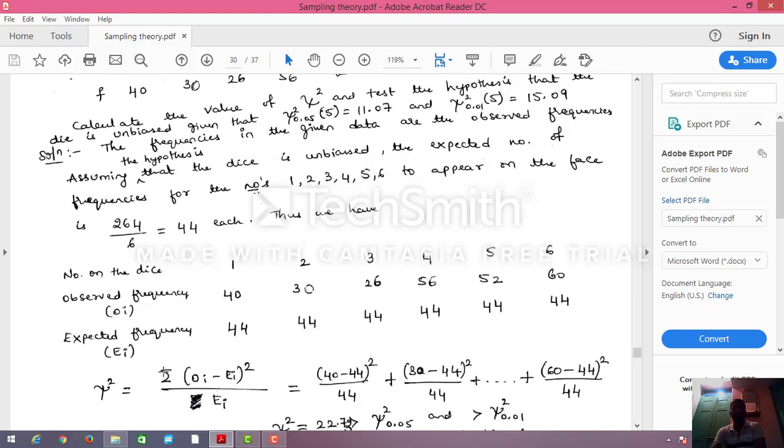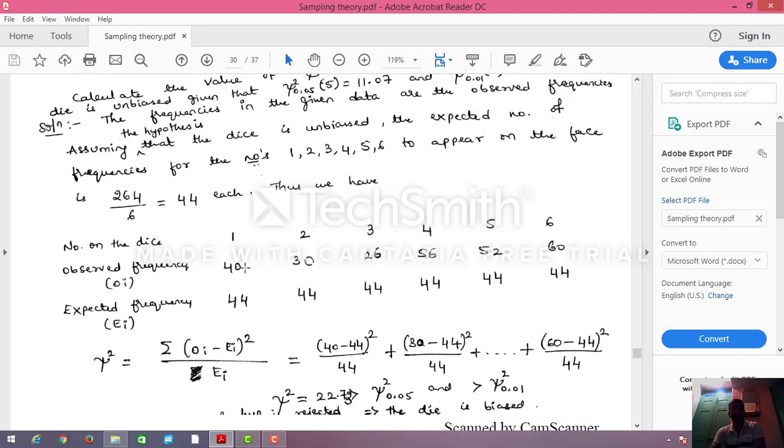What is the chi-square formula? We know that chi-square equals the summation of (oi minus ei) whole square divided by ei. What is oi? For the first event it is 40. What is ei? 44. So (40 minus 44) whole square divided by 44. Understood? Similarly, (30 minus 44) whole square divided by 44 for this event.